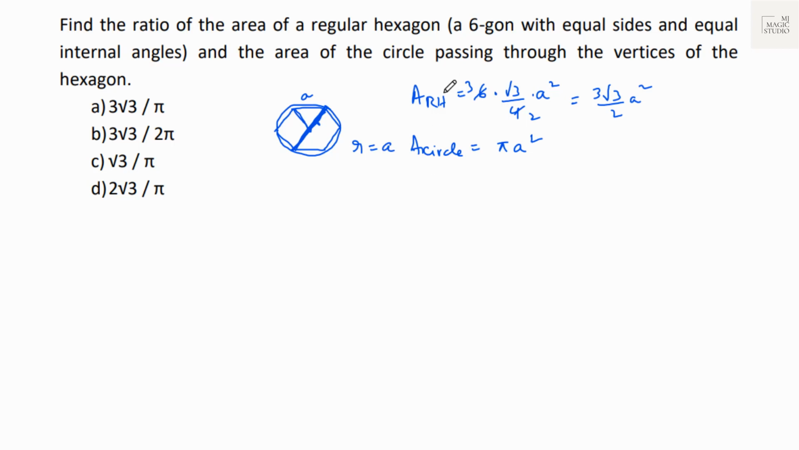We are supposed to find this ratio. 3 root 3 a square by 2 is to pi a square. A square cancel. It is 3 root 3 is to 2 pi, which is in option B.